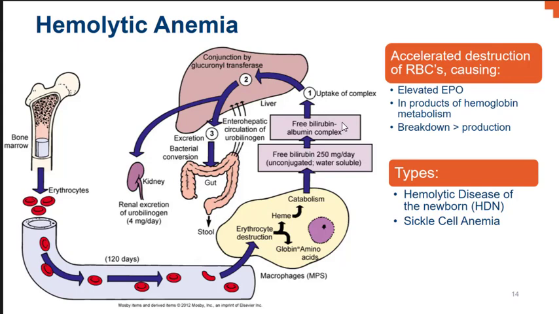But if there's so much bilirubin entering the liver, because we're breaking down red blood cells so quickly, we have more bilirubin present, and it overwhelms the liver's ability to actually deal with this bilirubin. It spills into the blood, and it can lead to increased levels of bilirubin in the blood, which can deposit itself into tissues, causing jaundice, which we know is also called icterus. The two types of specific hemolytic anemias that we're going to talk about include hemolytic disease of the newborn and sickle cell anemia.